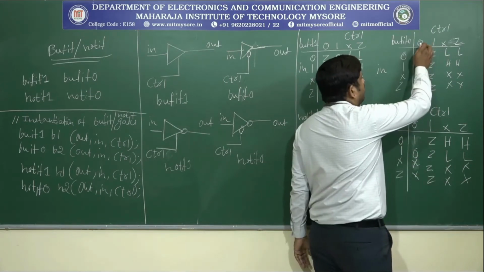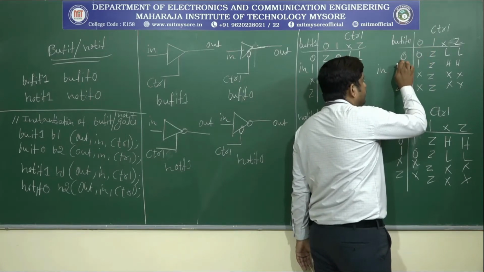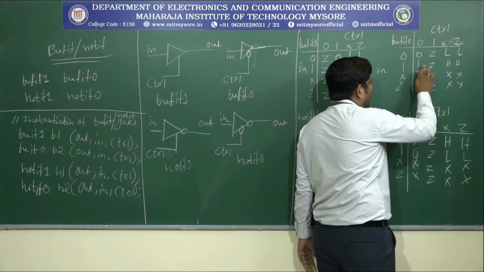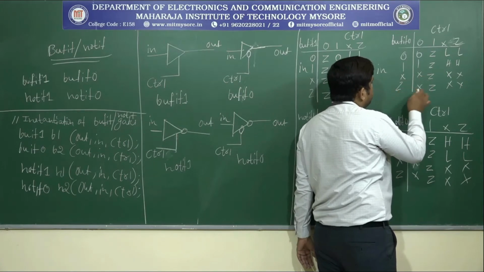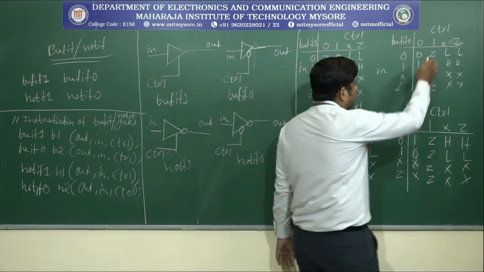When you apply control signal 0 and input 0, the output is 0; input 1, output is 1. When you apply a don't care term, the output is don't care. When you apply high impedance, it also produces a don't care. So look at the difference here.